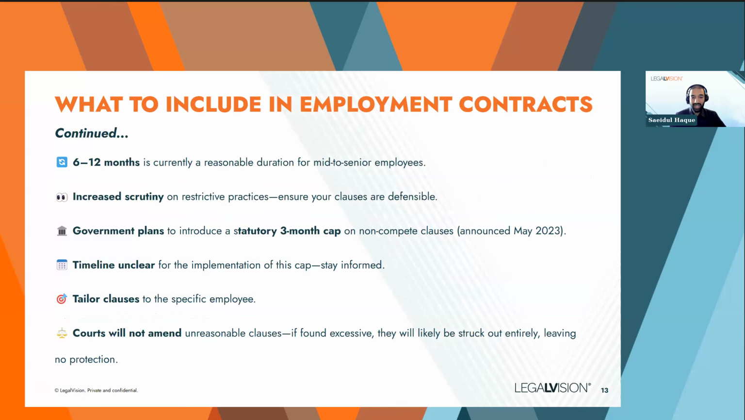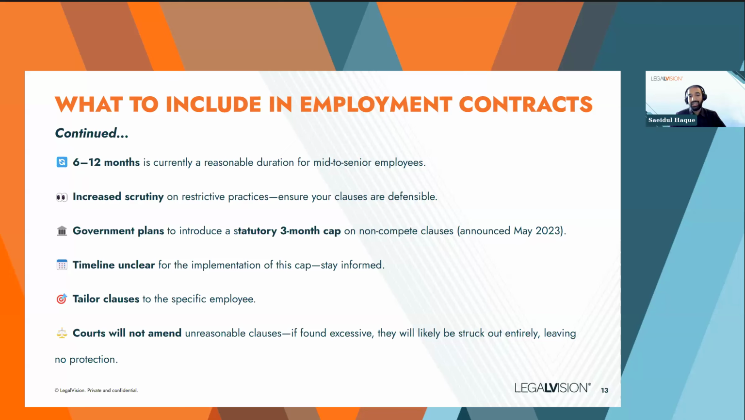But that being said, there has been scrutiny of restrictive practices between employers and employees more recently. In fact, in May last year, the Conservative government confirmed that it would be introducing a statutory cap on non-compete clauses in employment contracts and worker contracts. And that cap, they said, would be 3 months. This hasn't been introduced as of yet, and there is currently no indication on when this will come into force, and also whether or not it will impact existing agreements or any new agreements as well. So watch this space. It will be interesting to see whether or not the new Labour government decides to move forward with this or not.